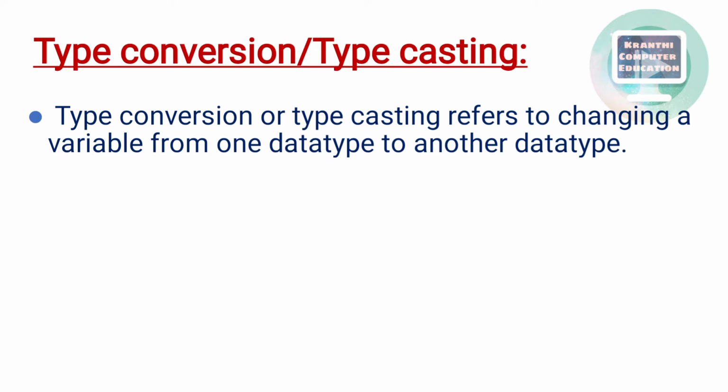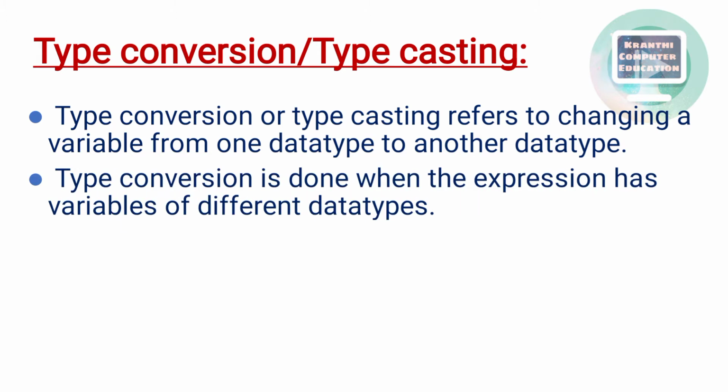See here, type conversion and typecasting. So these two are the process of changing a variable from one data type to another data type. Type conversion is done when the expression has variables of different data types. So if you write an expression in your program, and that expression has multiple variables of different data types, then type conversion will be done.